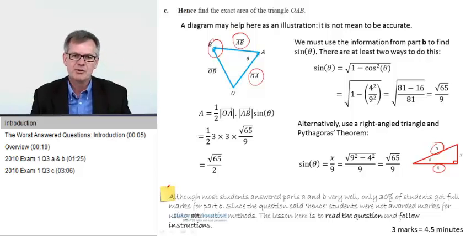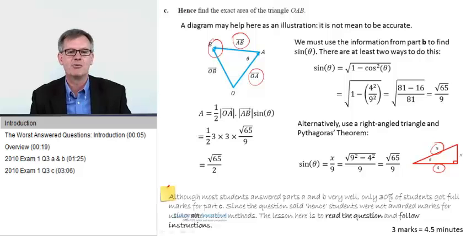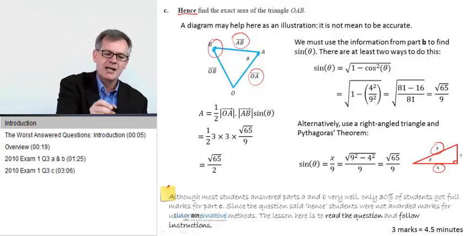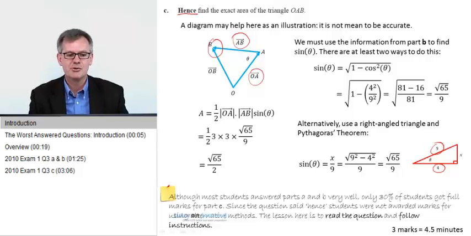So I said before that parts A and B were answered really, really well, but only 30% of students got 4 marks for part C. And I think this is because there's a problem with reading questions, and I'll talk about that quite a bit when I go through these exam questions, that reading the question is really important. The examiner's written hence, make sure that you use that part of the question.